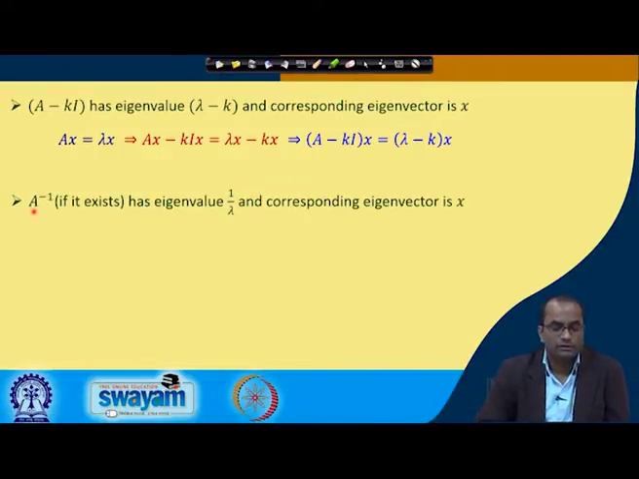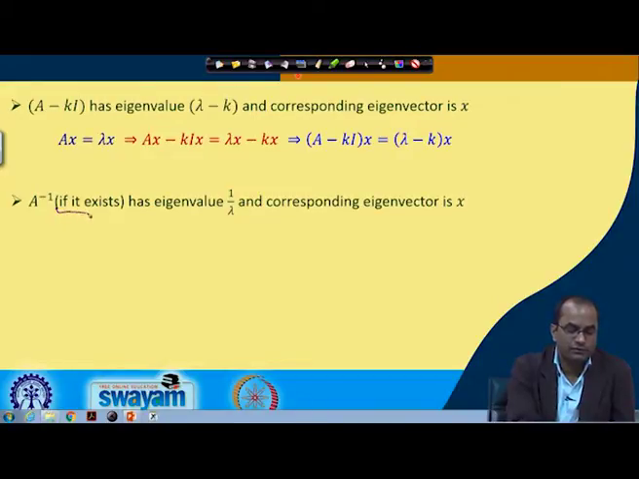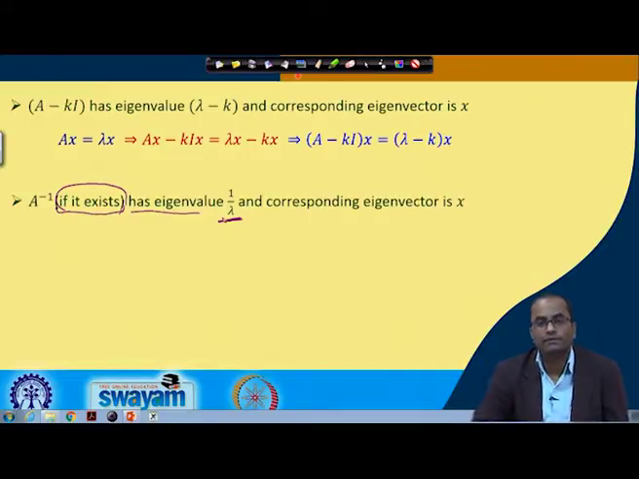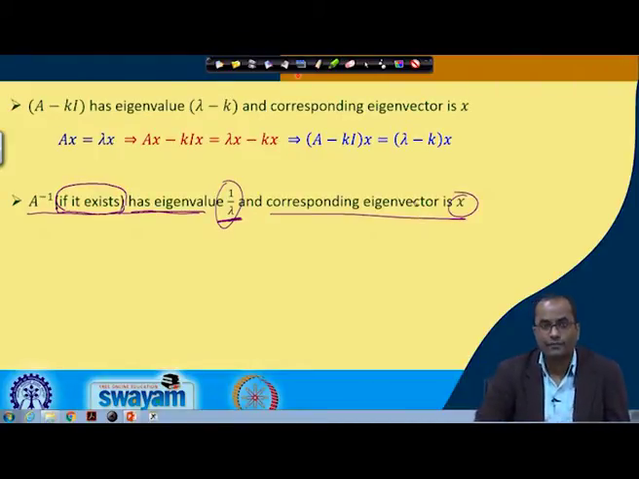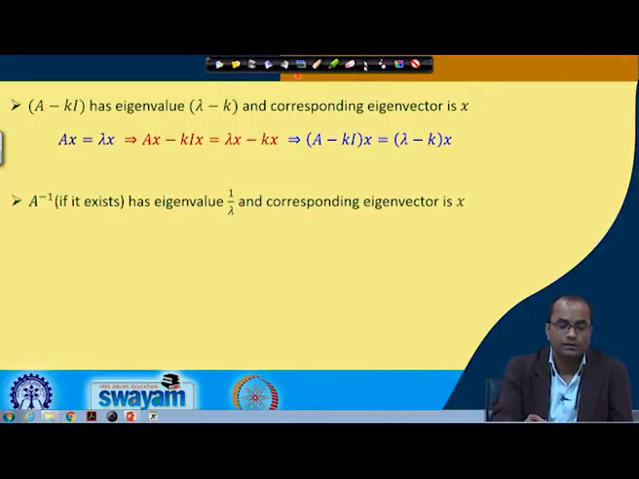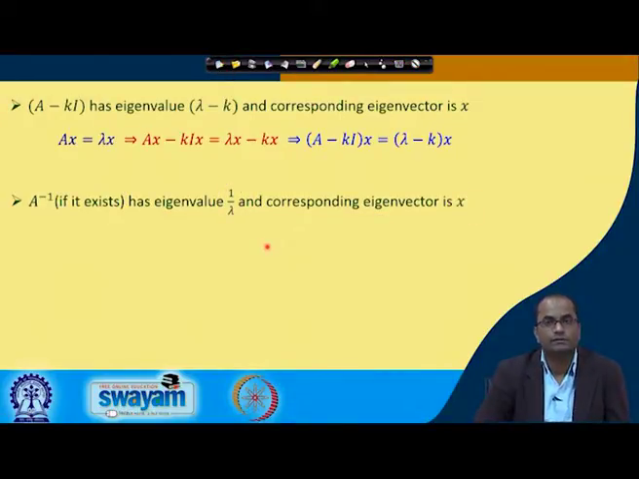And A inverse is again important here: if it exists, of course, only then are we talking about this result. So, if A inverse exists for a matrix, then A inverse will have eigenvalues 1 over lambda. So, if we have lambda 1, lambda 2 as eigenvalues of A, for instance, then A inverse will have 1 over lambda 1, 1 over lambda 2 as eigenvalues. So, here A inverse will have eigenvalue 1 over lambda and the corresponding eigenvector will be x. So, the eigenvector will not change, only the eigenvalue will change for this inverse matrix.